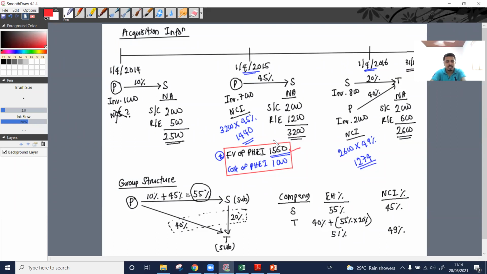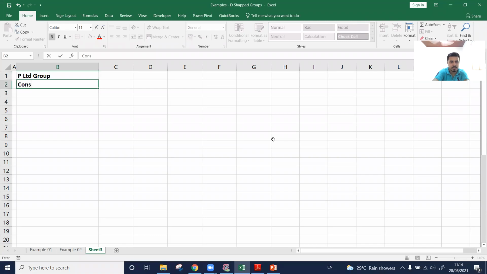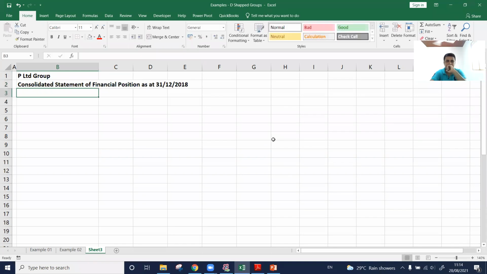Okay, then what we need to do next? We need to rule for this sum. We are preparing group financial statements for the P Limited group. P Limited group consolidated statement of financial position as at when? 31st December 2018.